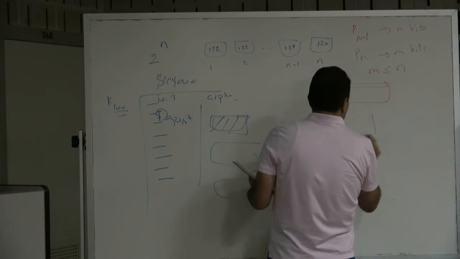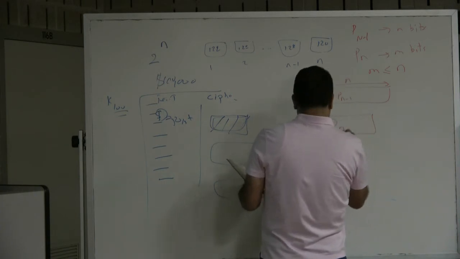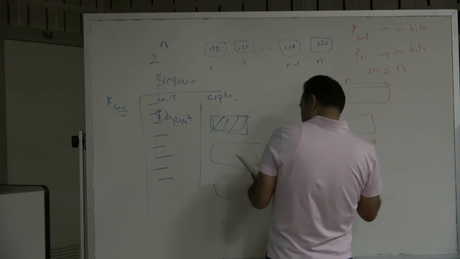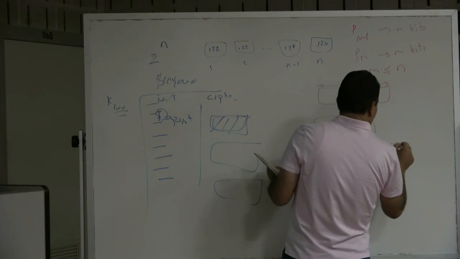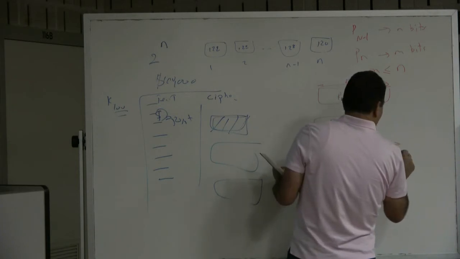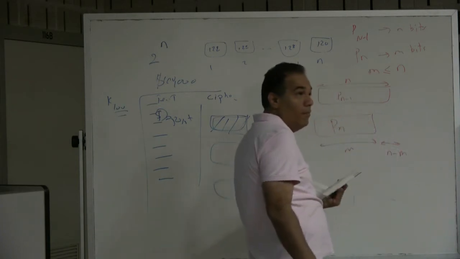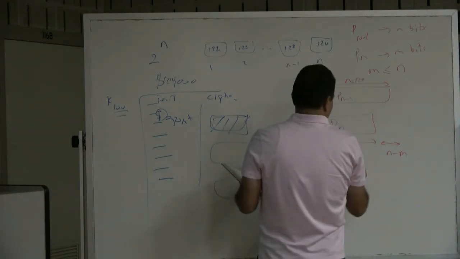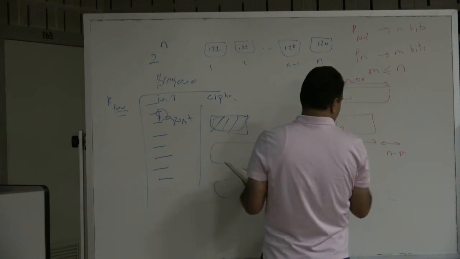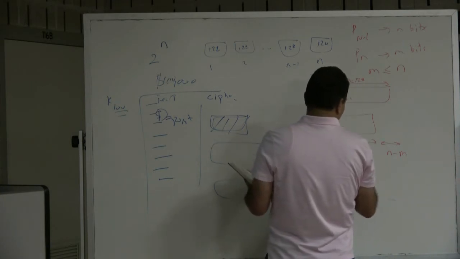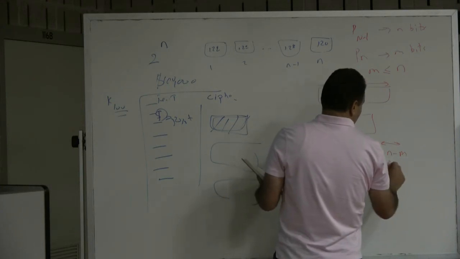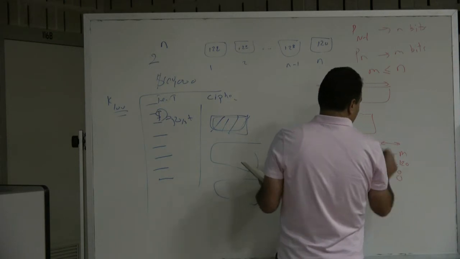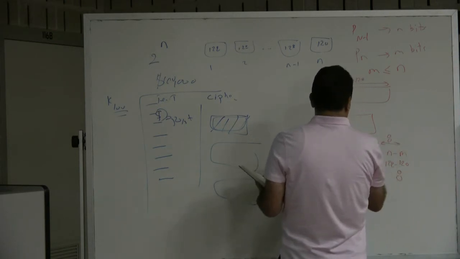How about the Pn, how many bits does it have? m. And the difference in here is n minus m. In our example, n equals, for example, 128, so m will be 120, I'm sorry, 120. And this is 128 minus 120, which equals how much? 8. This will be 8, and this is 120.